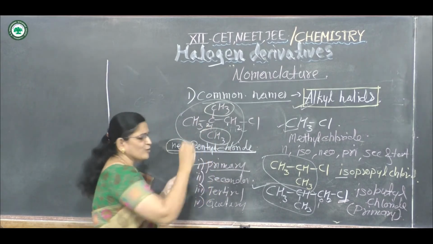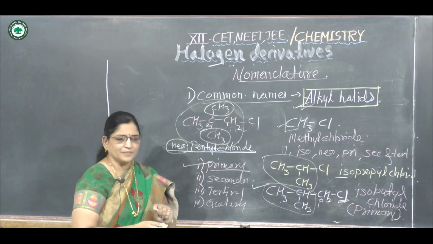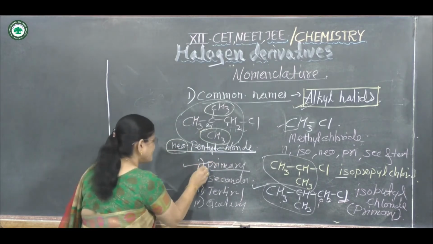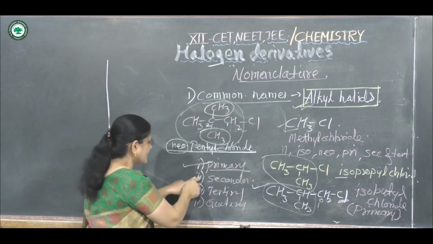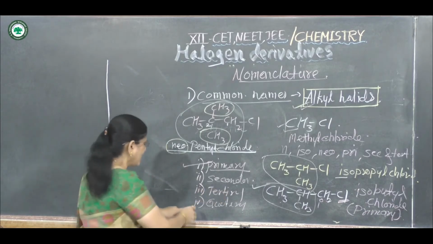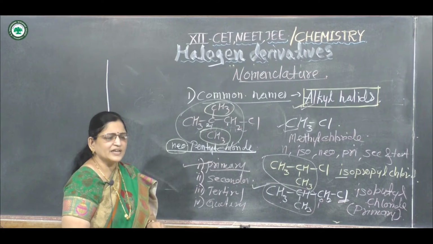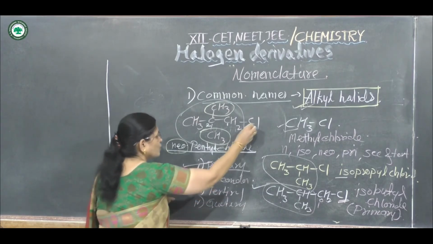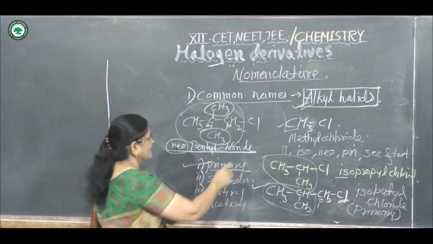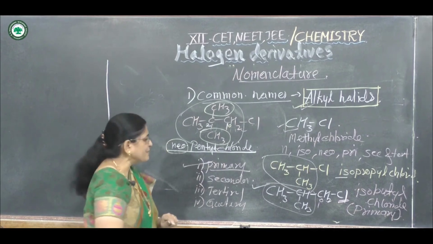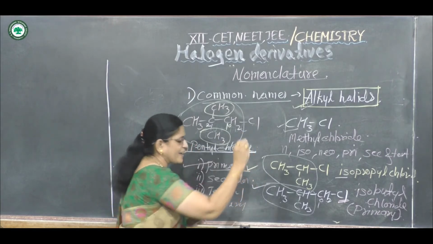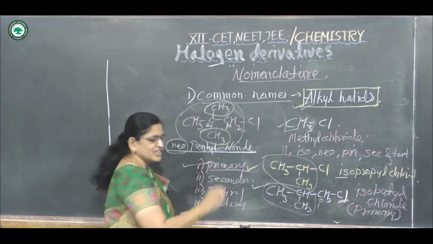Again, this neopentyl chloride. Also, a question is asked here. Neopentyl chloride is dash dash dash. First option is primary alkyl halide. Second option is secondary alkyl halide. Third option is tertiary alkyl halide. And fourth option is quaternary alkyl halide. This chlorine atom is attached to a primary carbon atom or first degree carbon atom. Again, the answer is primary alkyl halide and not tertiary alkyl halide.